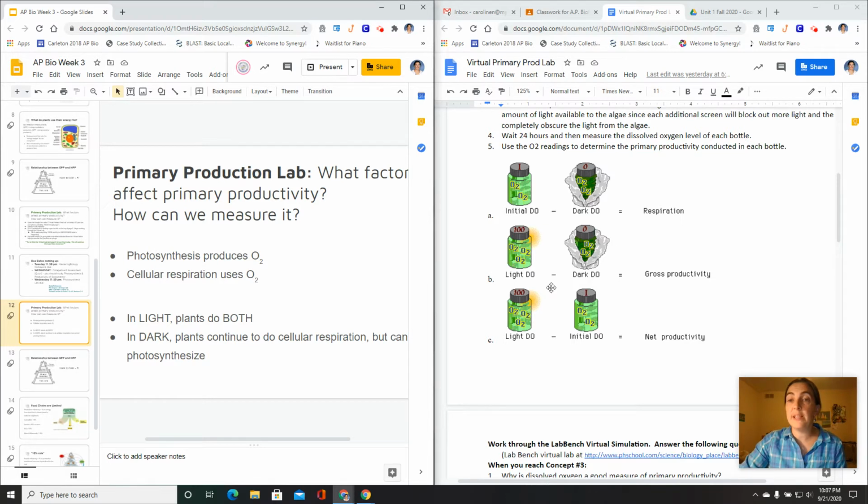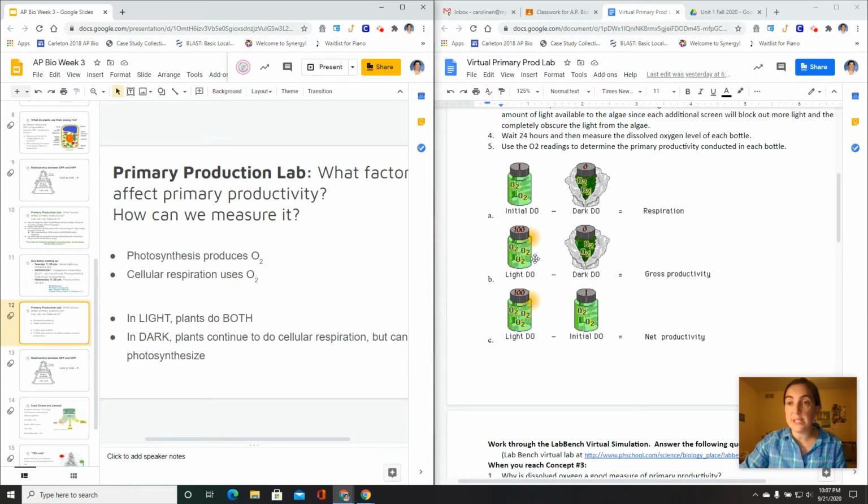Letter B is slightly more complicated, and you need to remember, first of all, that in this bottle that's been sitting in the light, the plants are doing photosynthesis and cellular respiration. The bottle that's in the dark is only doing respiration.